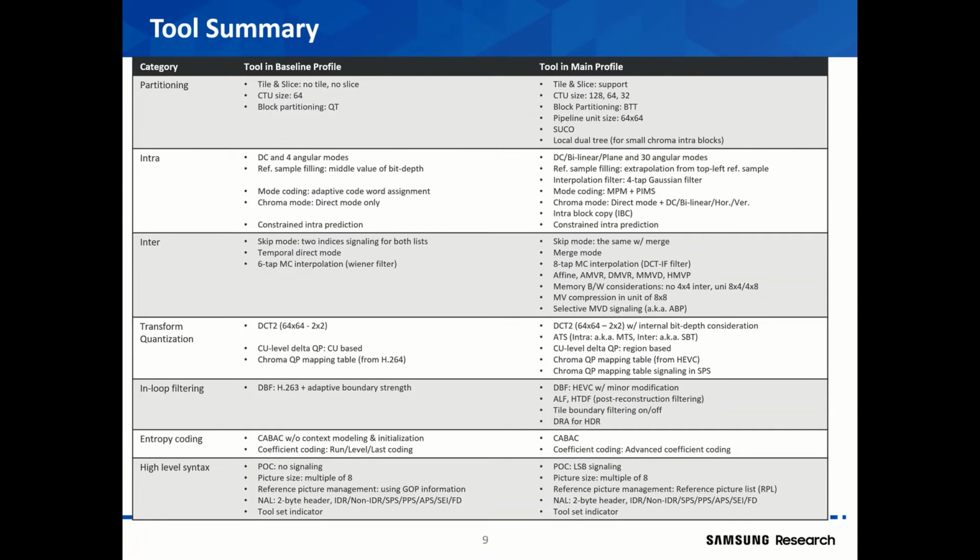Entropy coding for main profile is the same as that in baseline profile, except for the use of context modeling with the initialization process. In order to support HDR functionality, DRA is added in the main profile. From now, I would like to share the coding performance objectively as well as subjectively.